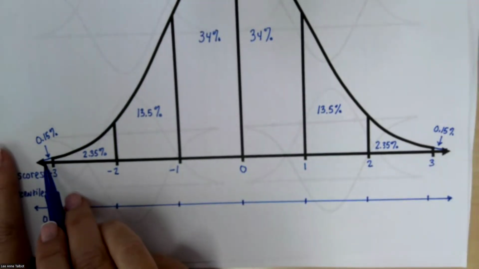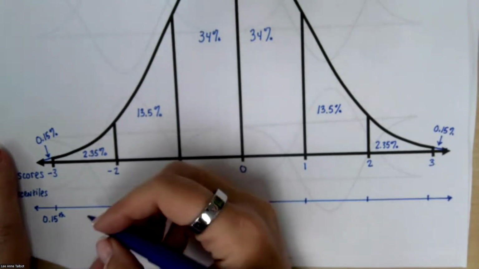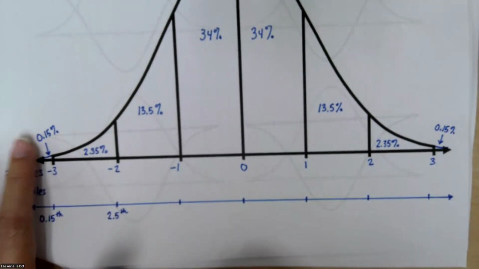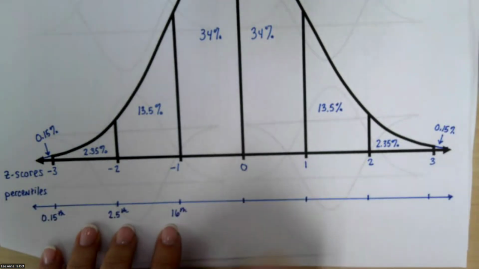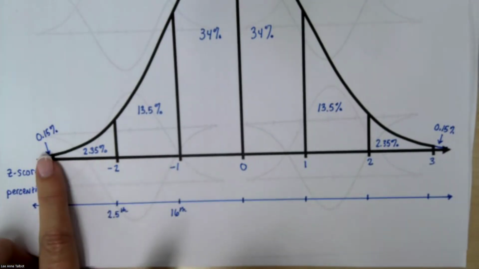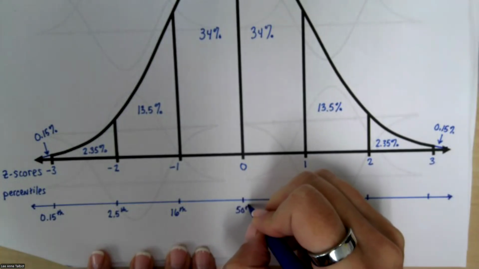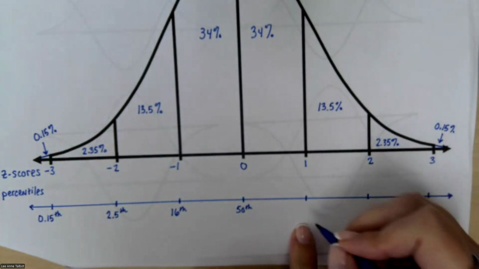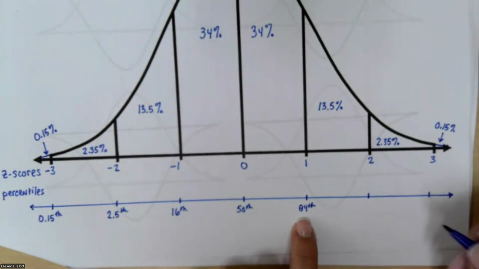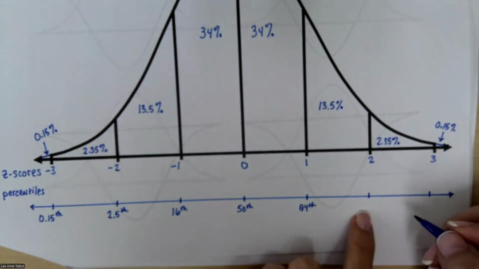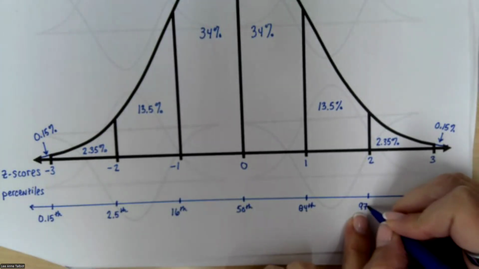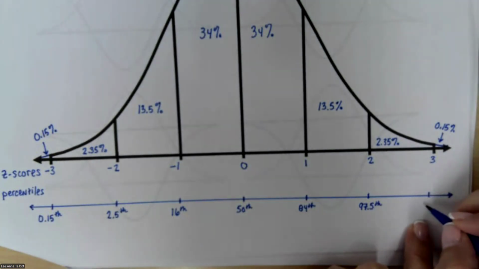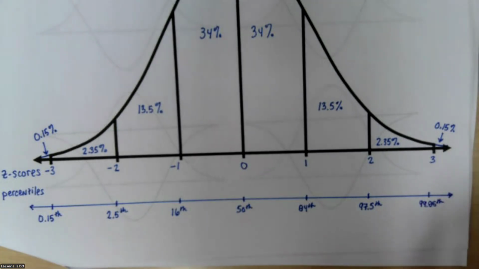Okay, so then if I add those two together, from here down is the 2.5th percentile. So everything less than or equal to. This is the 16th percentile. Everything here and down. This is, not shockingly, the 50th percentile. Okay, 50 plus 34 is 84, so this is the 84th percentile. Plus 13.5 is the 97.5th percentile. Plus 2.35 is the 99.85th percentile.